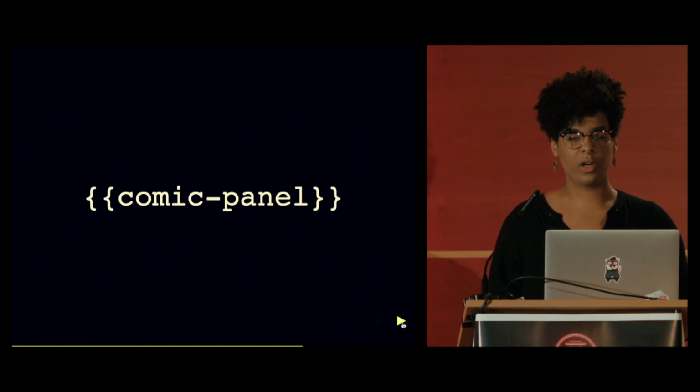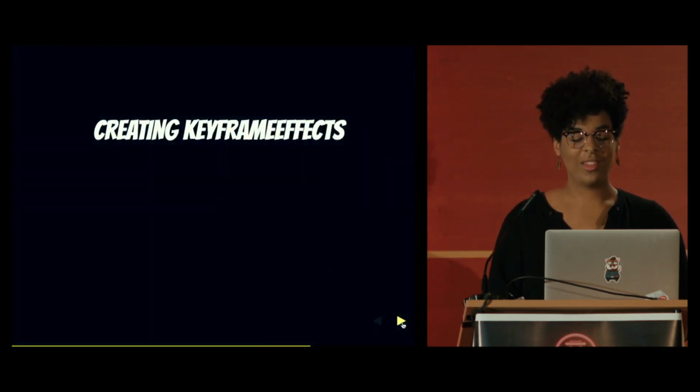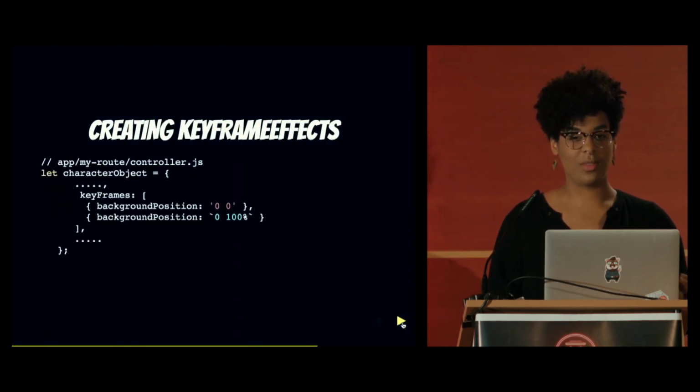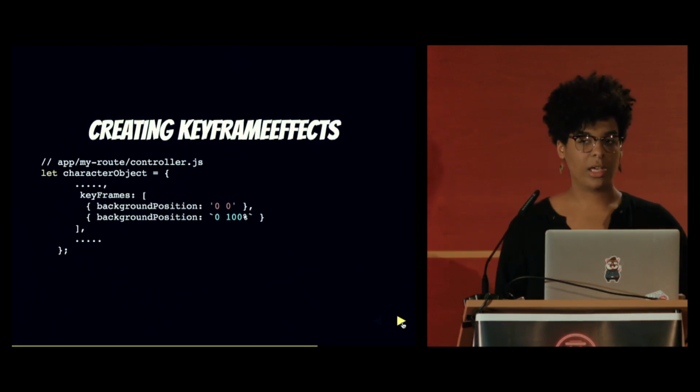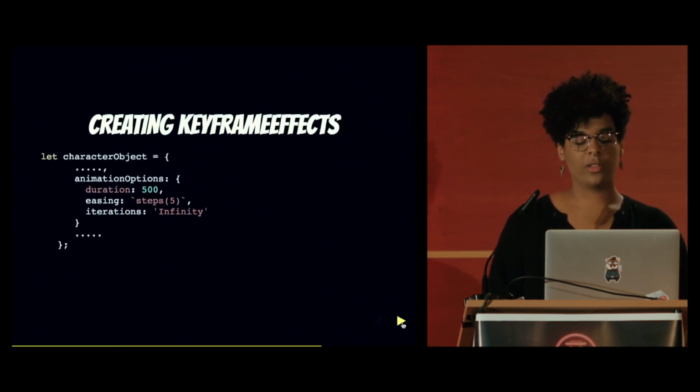We would like to have a comic panel again, and we would like to animate something on it, right? So we do our drawing again. Takes a lot of time, but we did it. And then at some time point, we actually want to create this keyframe. So we might want to create a character object, an object that does all the configuration for the animation for us. First of all, we create the keyframes. We want to shift through the sprite sheet from the top to the bottom. And also what we would like to do is set animation options. So we want to say it should be 500 milliseconds, for example, and it should step through 5 times because we have 5 frames in the sprite sheet, right?